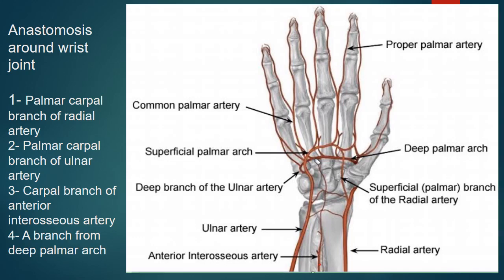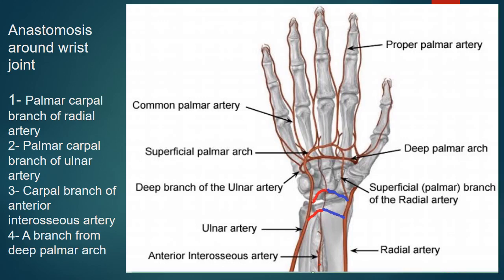The first branch which contributes to the anastomosis around the wrist joint is the palmar carpal branches of the ulnar artery, this one. The second branches which contribute to the anastomosis around the wrist joint are the palmar carpal branches of the radial artery, these ones. We have already discussed these branches in the start of the lecture.